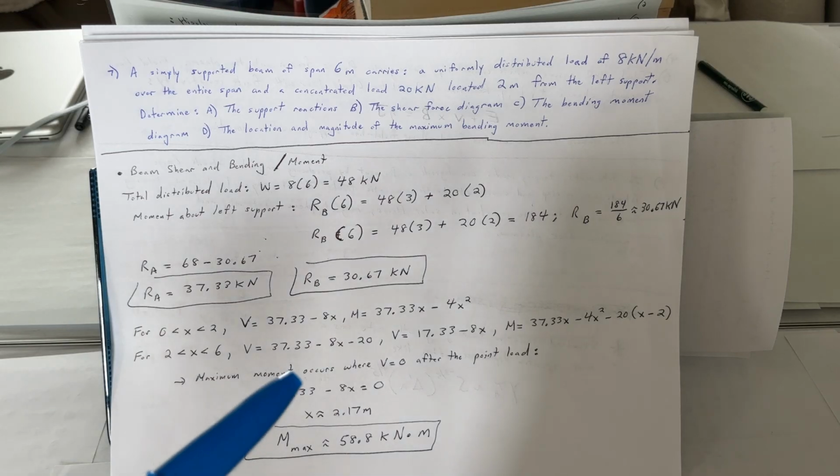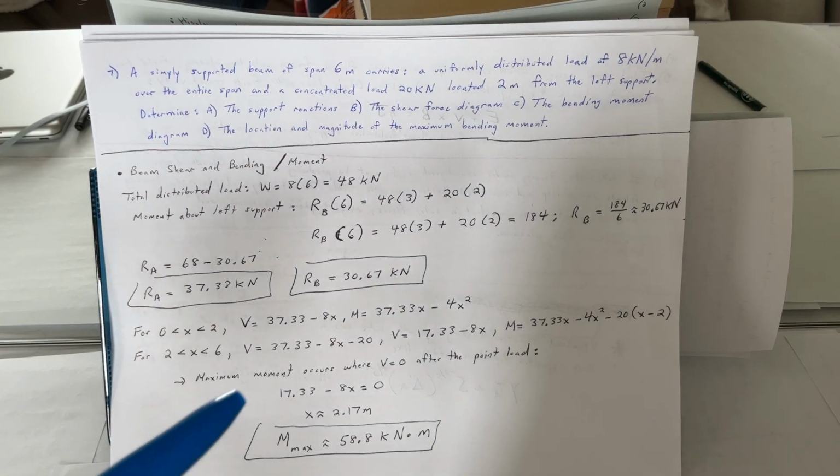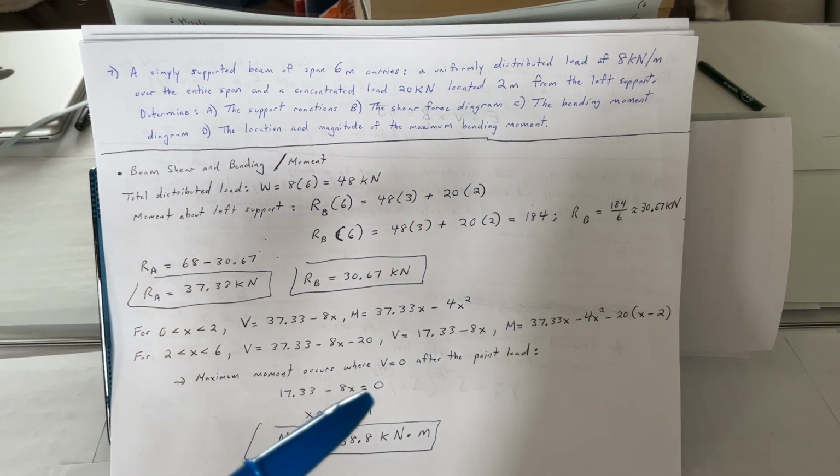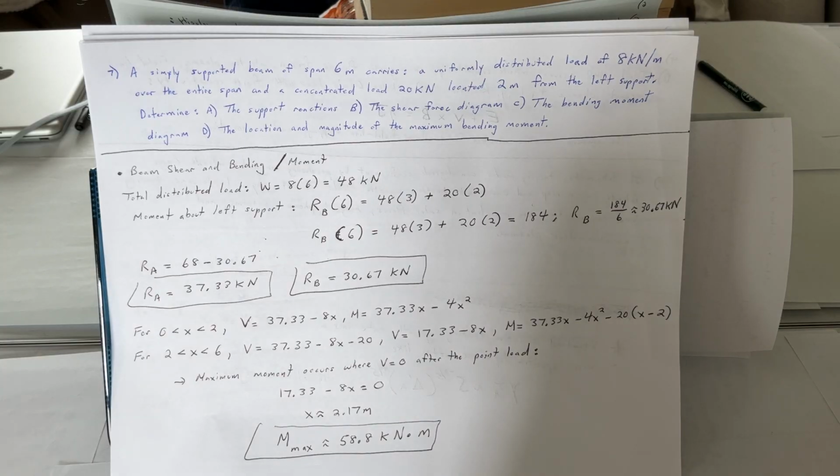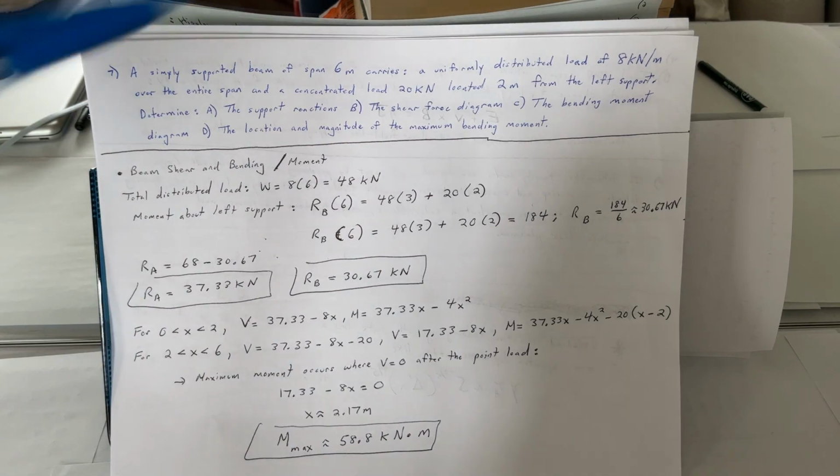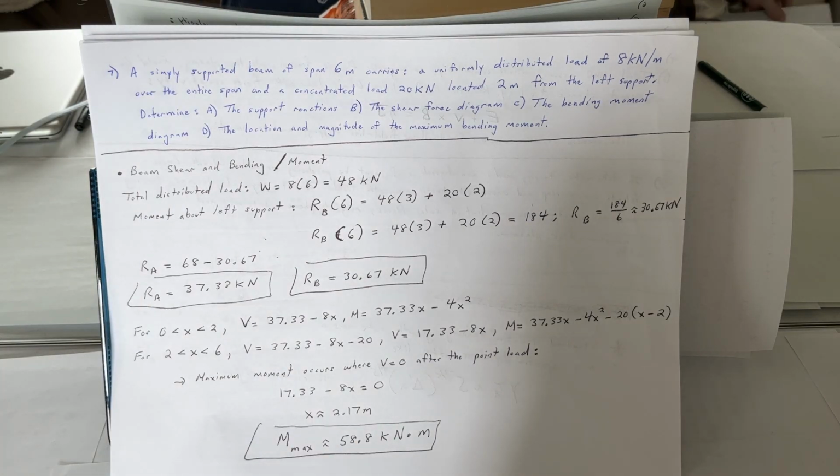So our maximum moment occurs where V equals 0 after the point load. So 17.33 minus 8x is 0, so x is about 2.17 meters. So our M sub max is about 48.8 kNm. Okay, so I omitted some stuff there, but that's the basis of number 7. Moving along to number 8.